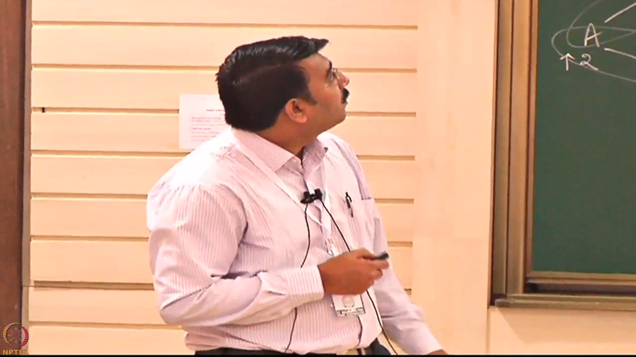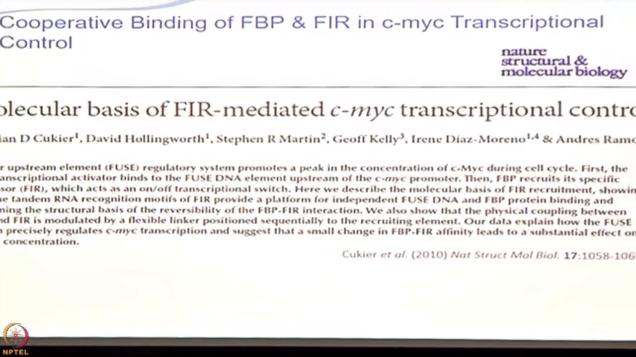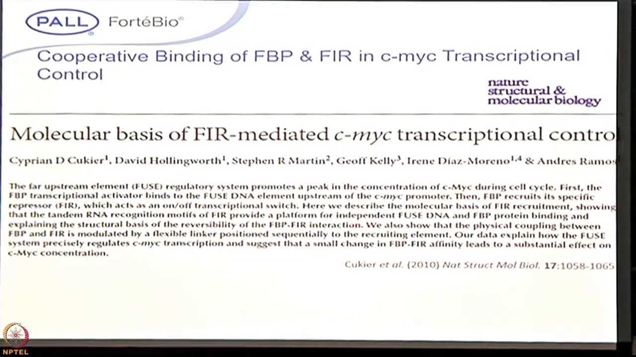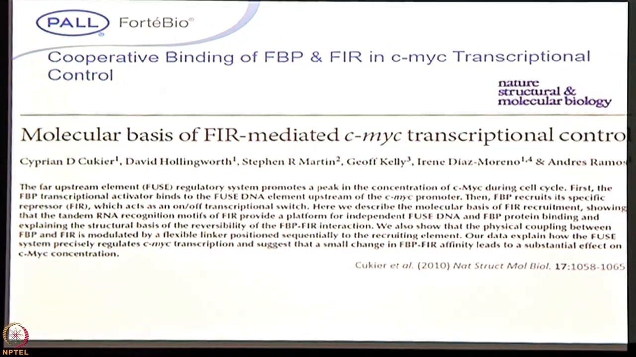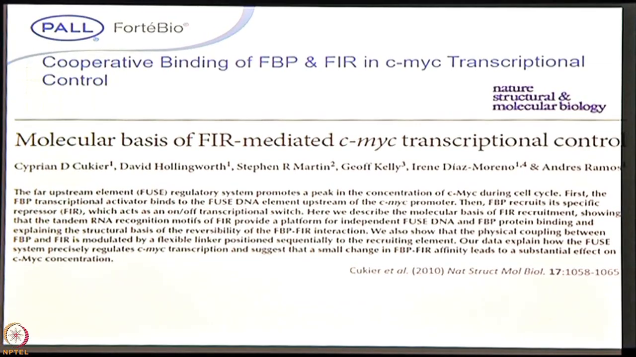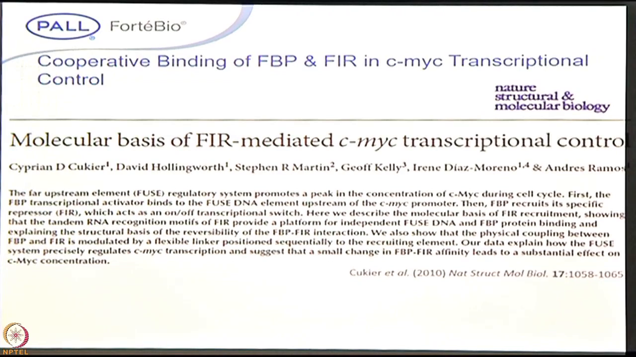So this is one example where the FUSE system is important in cell differentiation. SysMic is the important regulatory gene. The expression of this particular gene is higher in the case of cell differentiation. So how does this regulation happen?